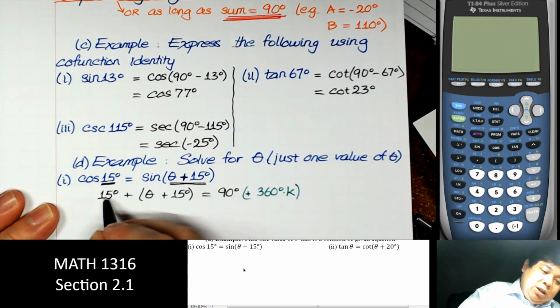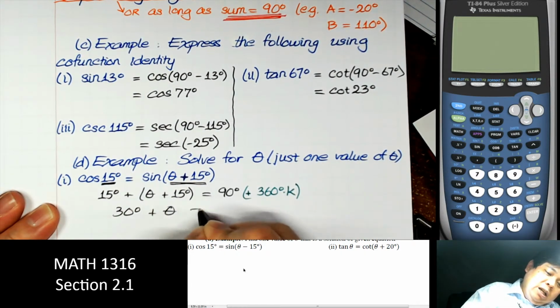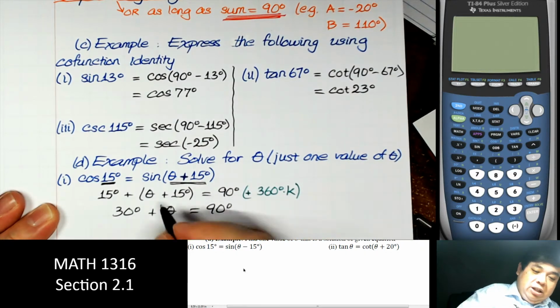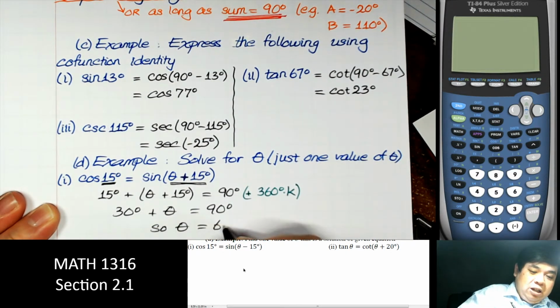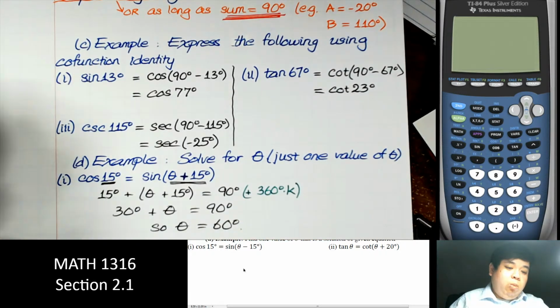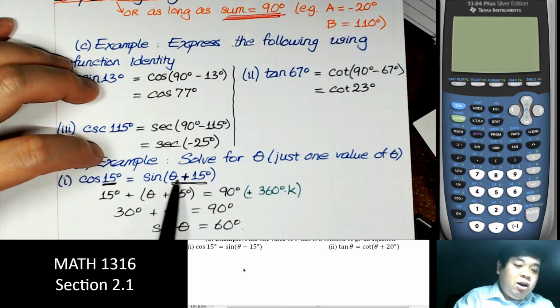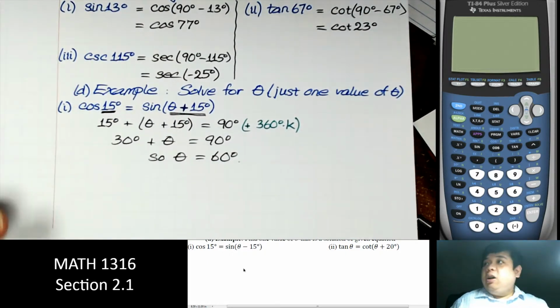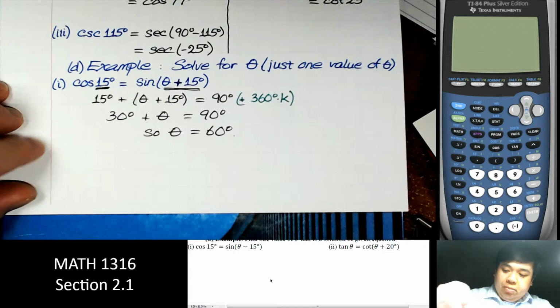Anyway, so 15 plus 15 is 30 degrees, plus theta equals 90 degrees. So theta is 90 minus 30, so theta is equal to 60. So 15 and 75 are complements of each other. That certainly works.